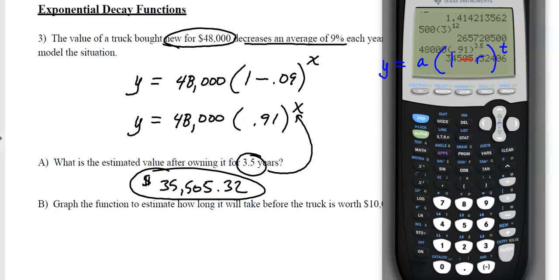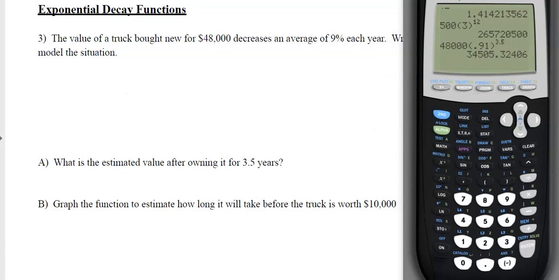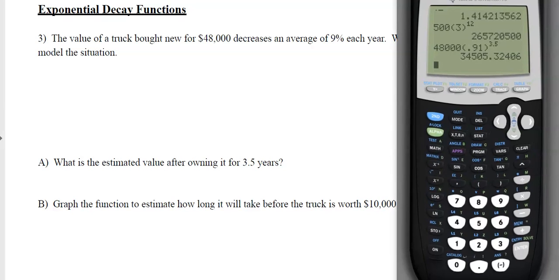Now it says graph the function to estimate how long it'll take before it's worth, I think, $10,000. Yep, $10,000. So I need to go to the graph and play the same game I played earlier. Let's clear this out. Let's go 48 G's, parenthesis, 0.91, parenthesis, to the, when you don't know what year it is, you put an X in there. Hit enter, lock it in. My table's all wonky, so let's go to table set. Let's start at 0 and go by ones, and go to second table and see what we get.